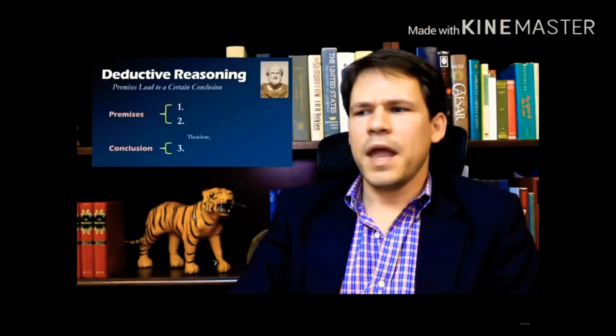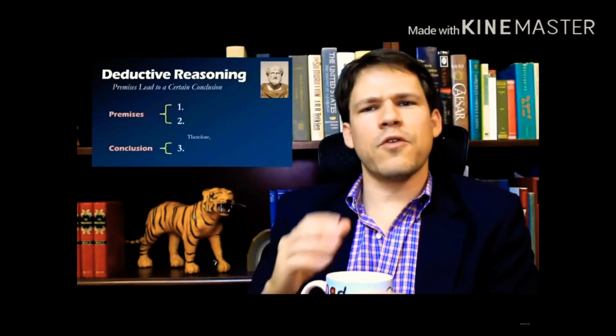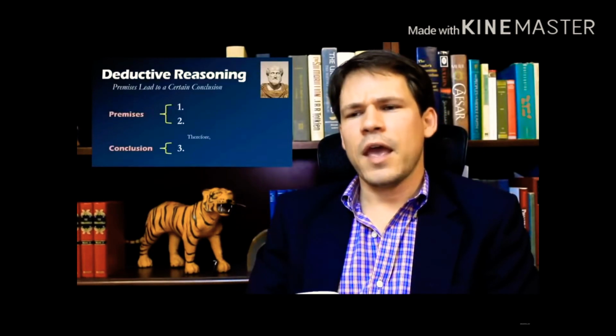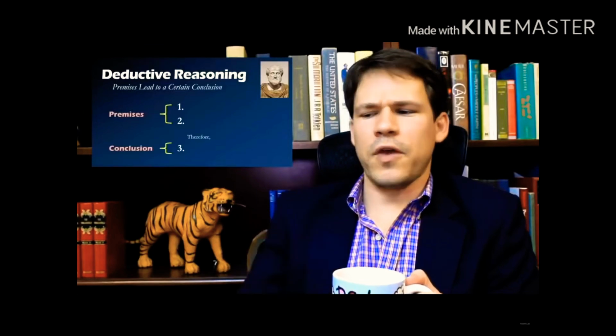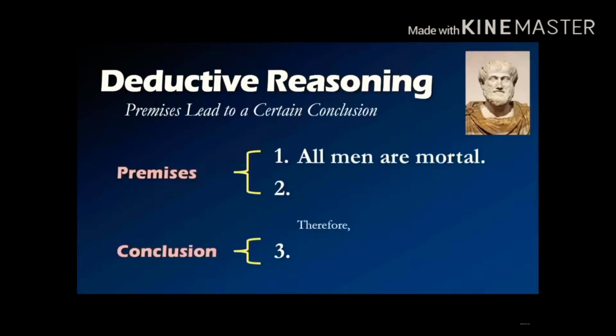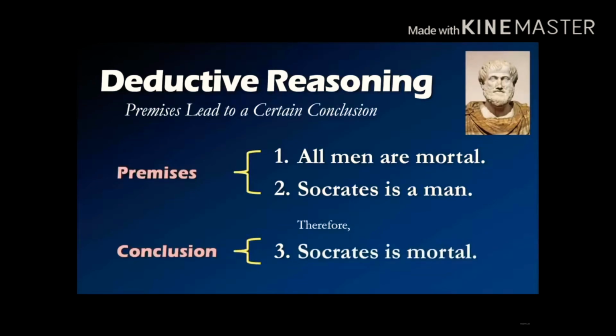As far as these premises, the most classic example is when Aristotle says, first of all, men are mortal. We start with a general premise. And then we look at a specific situation: Socrates is a man. Therefore, Socrates is mortal. Going from general to specific.